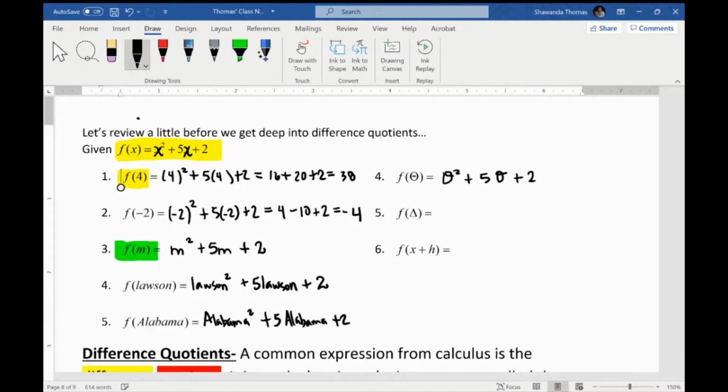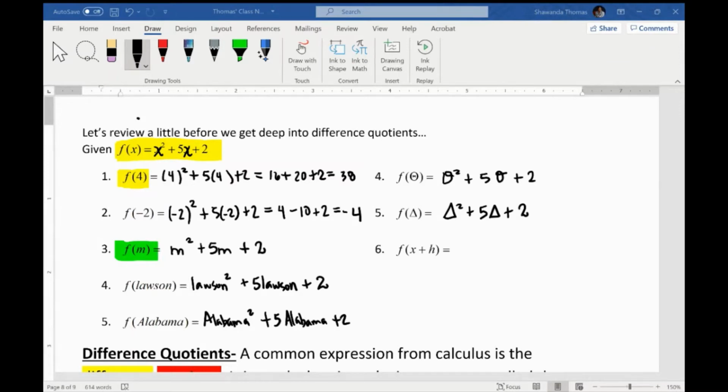What if it was f of delta? Somebody else other than Kenneth and Alicia. Delta squared plus 5 times delta plus 2. All right. This is where I really wanted to get to. f of x plus h would equal, who wants to be bold enough to tell me what that would equal?